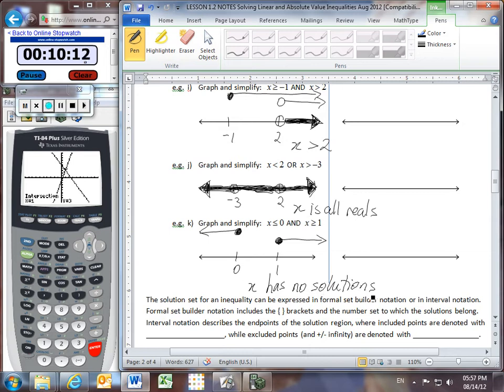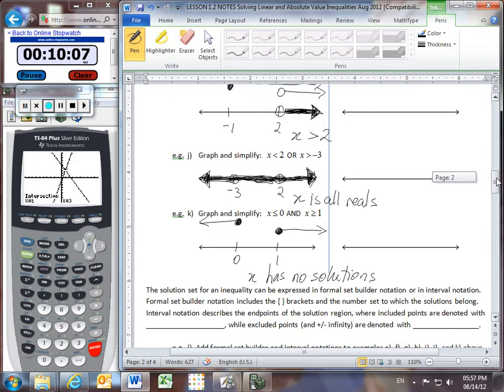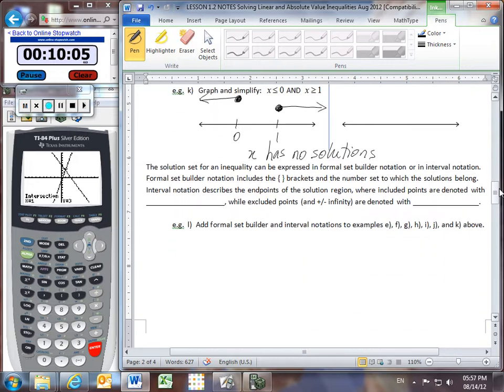Okay? Now it's possible to express these solution sets in two different notations. We've already looked at one of the notations called set notation, where we're using inequalities. But in fact, that's a rather informal way of expressing set notation. There's a better way of expressing set notation known as set builder notation. And I'll show you that in a minute.